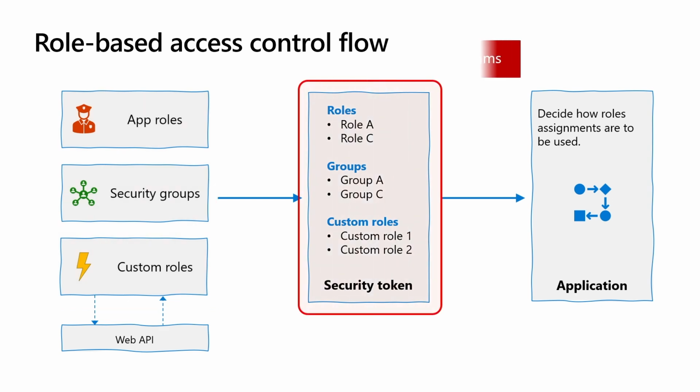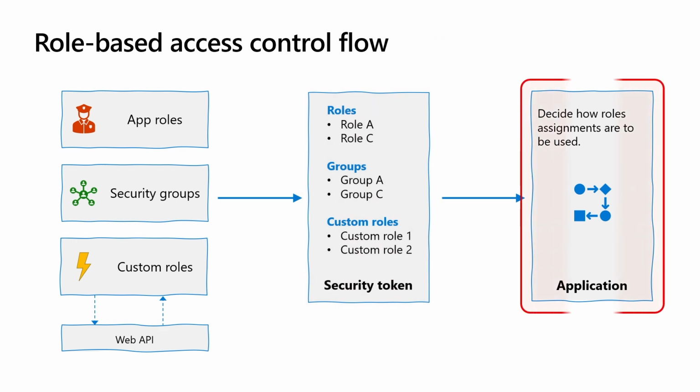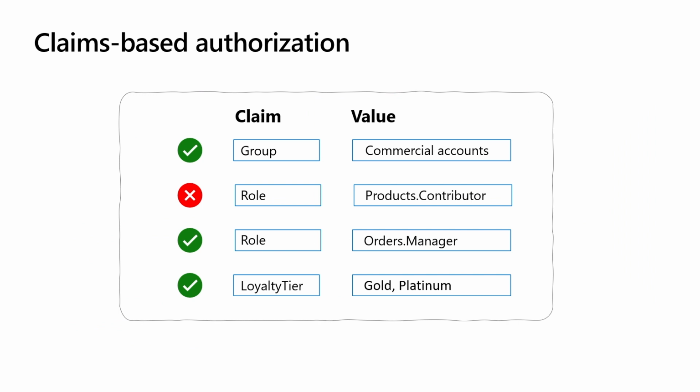When a user signs into an application, Microsoft Entra ID emits the corresponding claims within the security token obtained by the application from Microsoft Entra ID. Using the claims in the security token, application developers have the flexibility to decide how the application roles, group membership, and custom roles are to be used within the application. This approach is known as claims-based authorization. Claims-based authorization, at its simplest, checks the value of a claim in a security token and allows access to a resource based upon the claim's value.